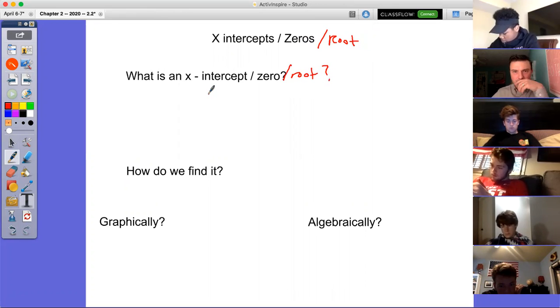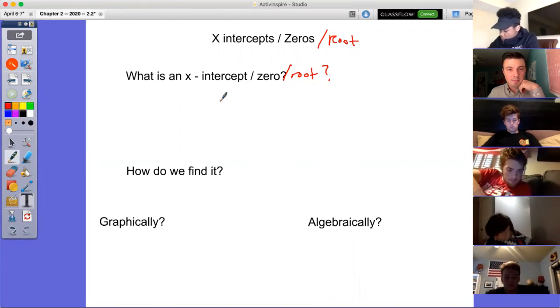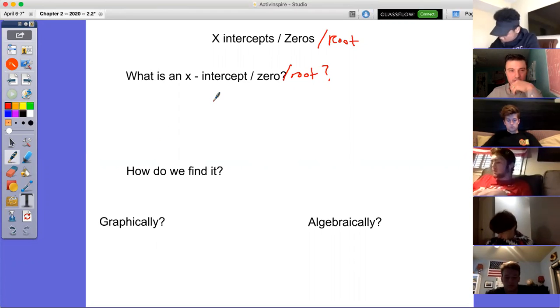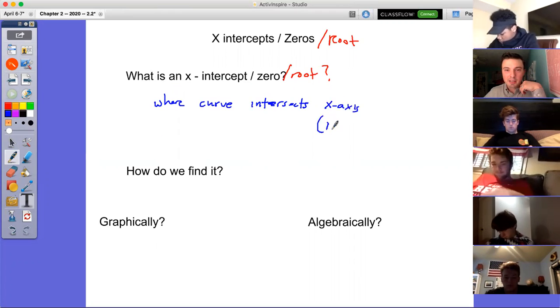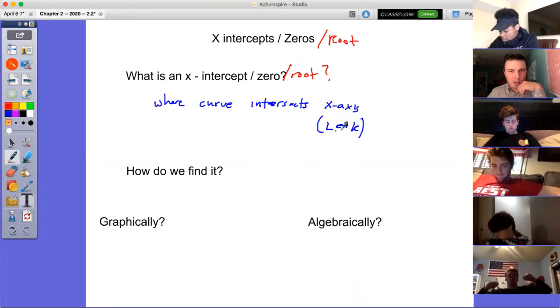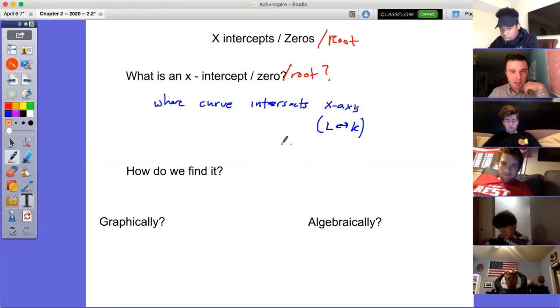So what is an x-intercept? Sterling, what's an x-intercept? Do we know? It's where the line crosses in the x part of the graph. Yeah, so where the curve intersects the x-axis. Yep. Perfect. And the x-axis is which one? The up and down one or the left and right one? The left to right. Yes, that's our left-right axis. Okay, so that says left, right, that chicken scratch right there.